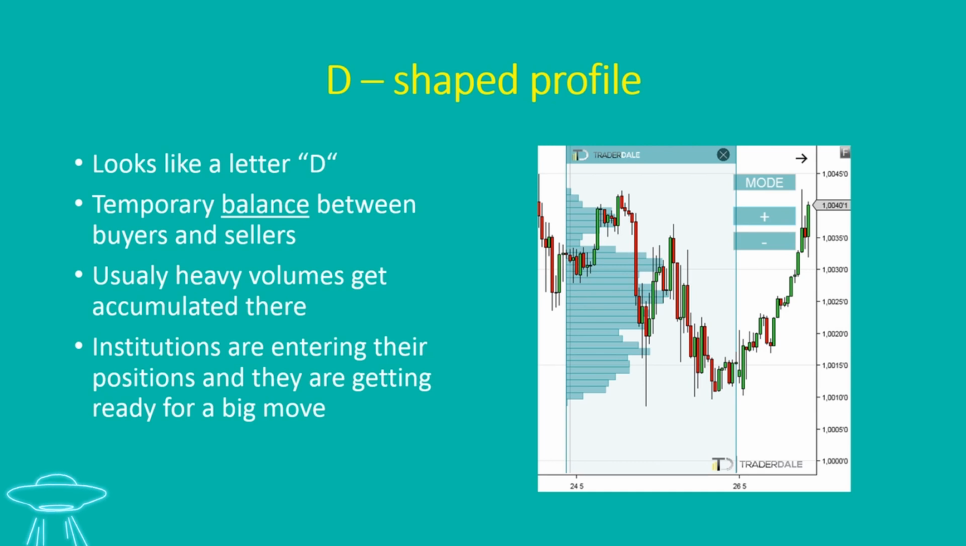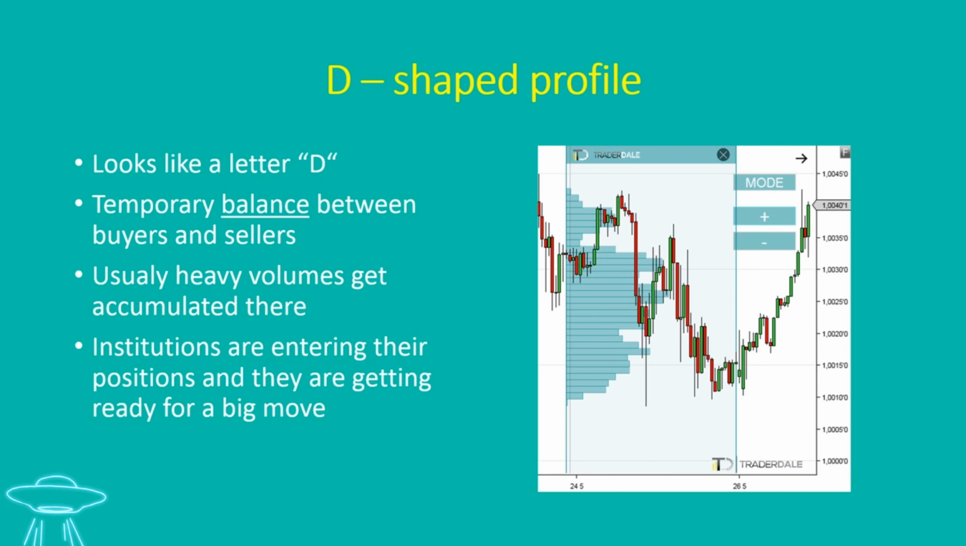And in rotation, as we said before, heavy volumes get accumulated, in the rotation or in the D-shaped profile, because there is a lot of time for big institutions to accumulate their volumes. In D-shaped profiles, what usually happens is that institutions are entering their positions and they are getting ready for a big move, for a trend move. Alright? But the most important thing you need to remember is this. D-shaped profile means balance. Alright? Balance between buyers and sellers.